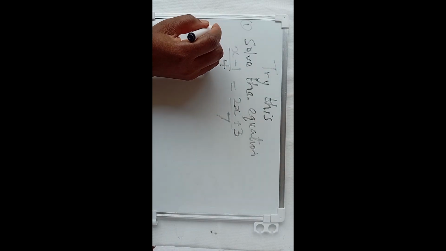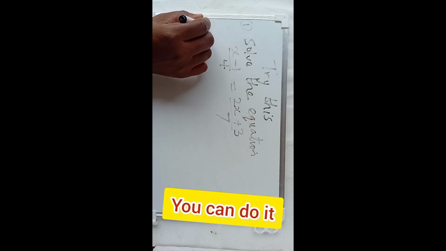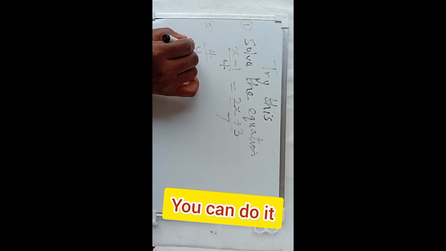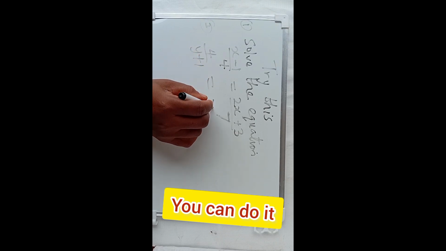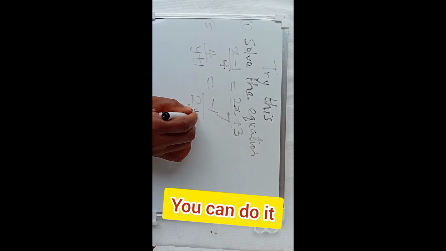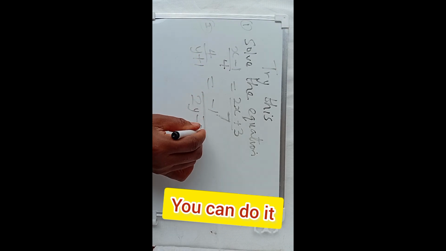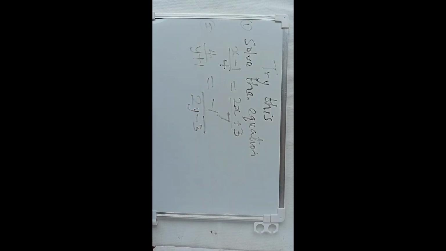Try the following. Number 2. 4 over y plus 1 equals minus 1 over 2y minus 3. Solve these equations. Write your answer in the comments section.